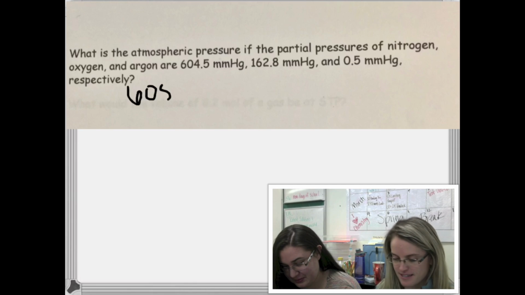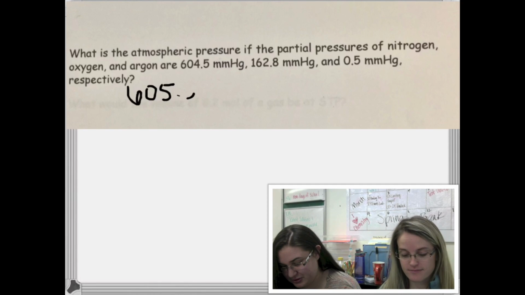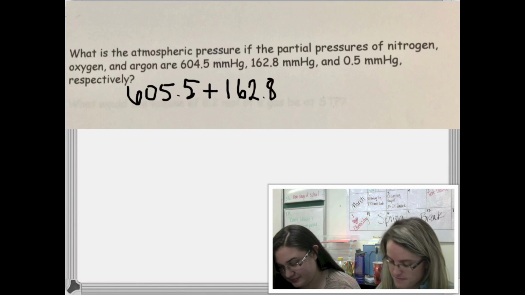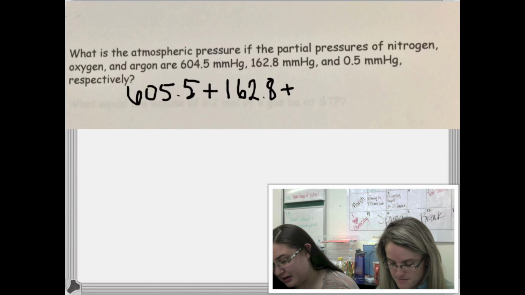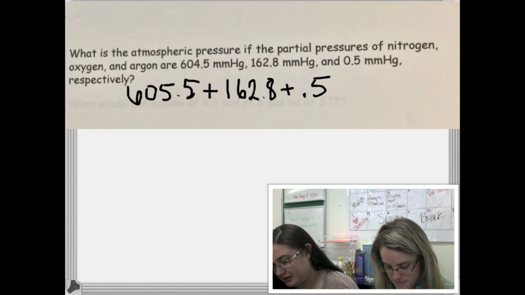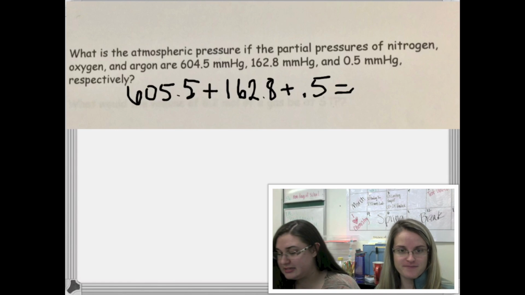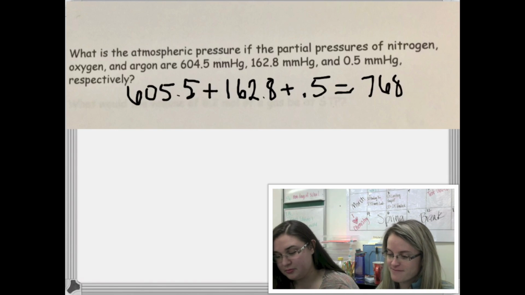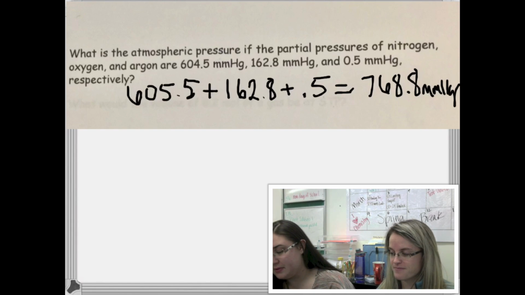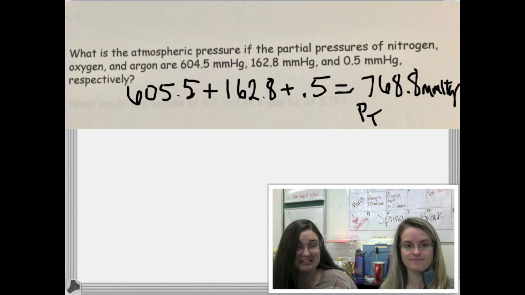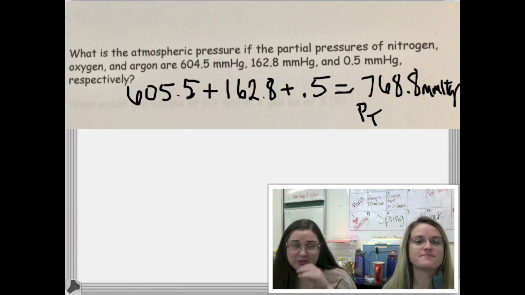There's my first pressure. By the way, get out your calculator. There's my second pressure, and there's my third pressure. Equals, plug them all in, 768.8, and our units were millimeters of mercury. That is my total pressure. Told you it was easy. Pretty straightforward.